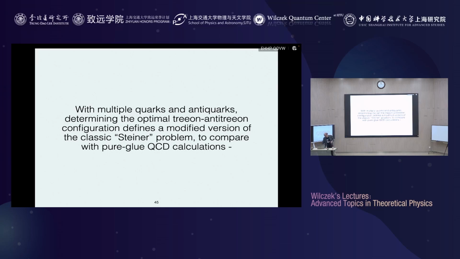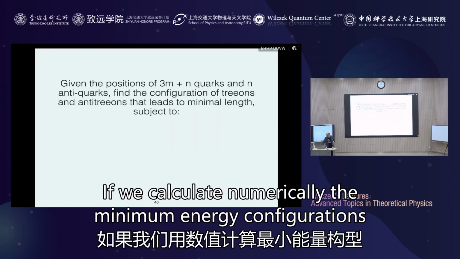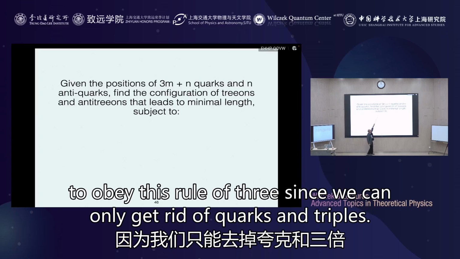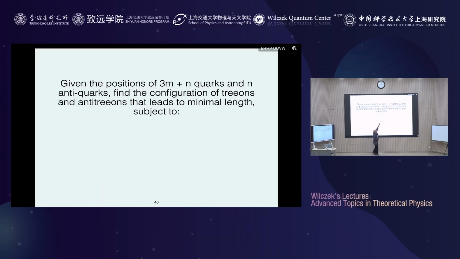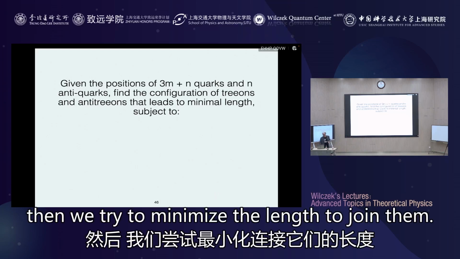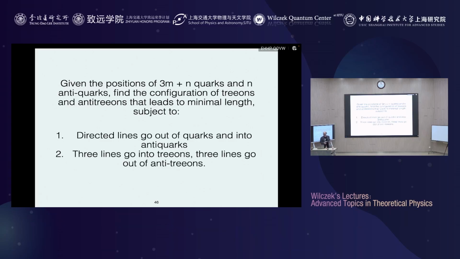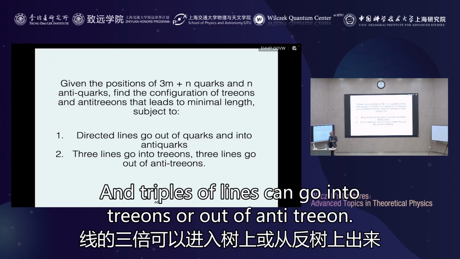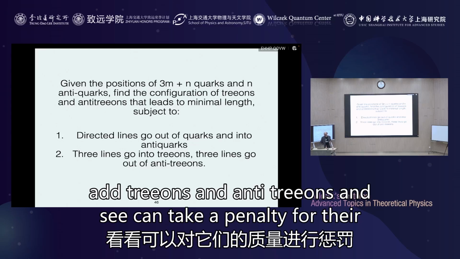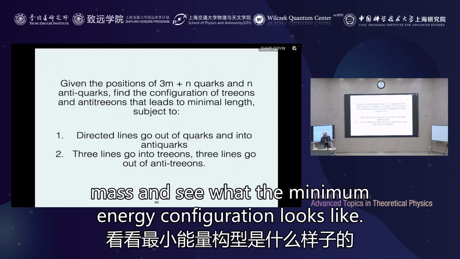So if we calculate numerically the minimum energy configurations, we still have to obey this rule of 3, since we can only get rid of quarks in triples. If you have 3m plus n quarks and n antiquarks, we try to minimize the length to join them, subject to 2 simple rules. Directed lines go out of quarks and into antiquarks, and triples of lines can go into trions or out of antitryons. So we take our quark configuration, add trions and antitryons, take a penalty for their mass, and see what the minimum energy configuration looks like.